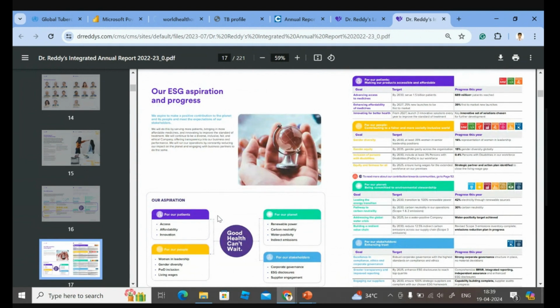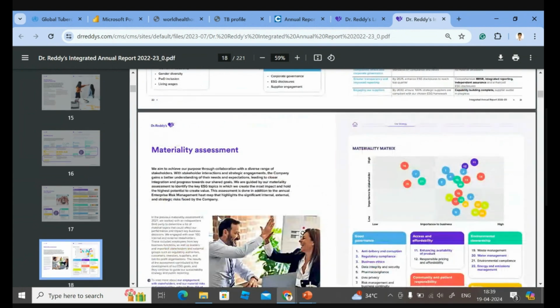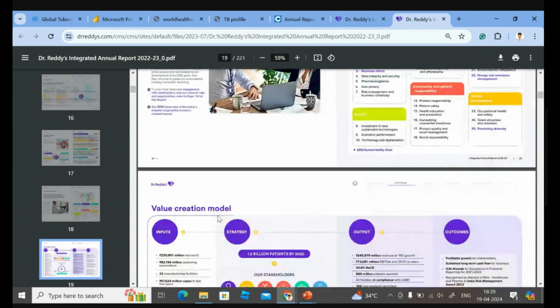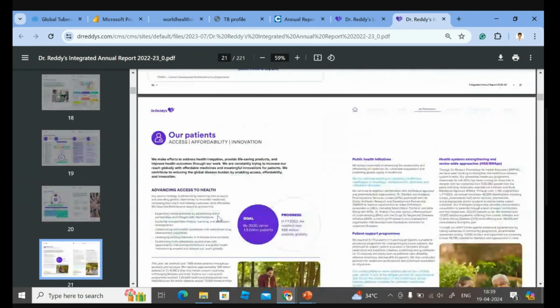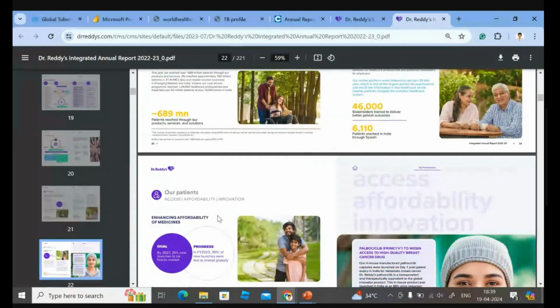Look at this one. ESG aspiration and progress. They all have good health can't wait, a nice slogan. Value creation model, how they have created value, patents, our patients' accessibility. Look at how many patients were reached through our products and services. Approximately 689 million. Wow.